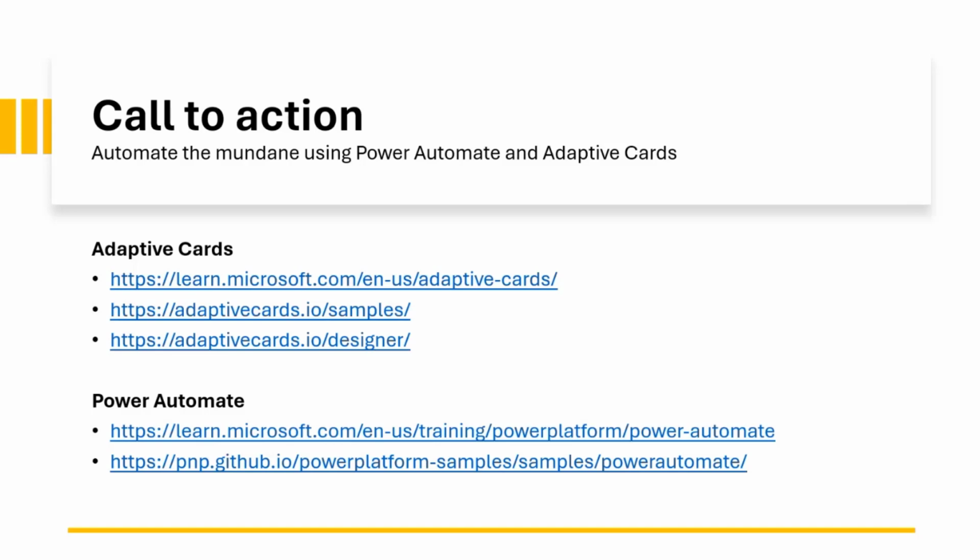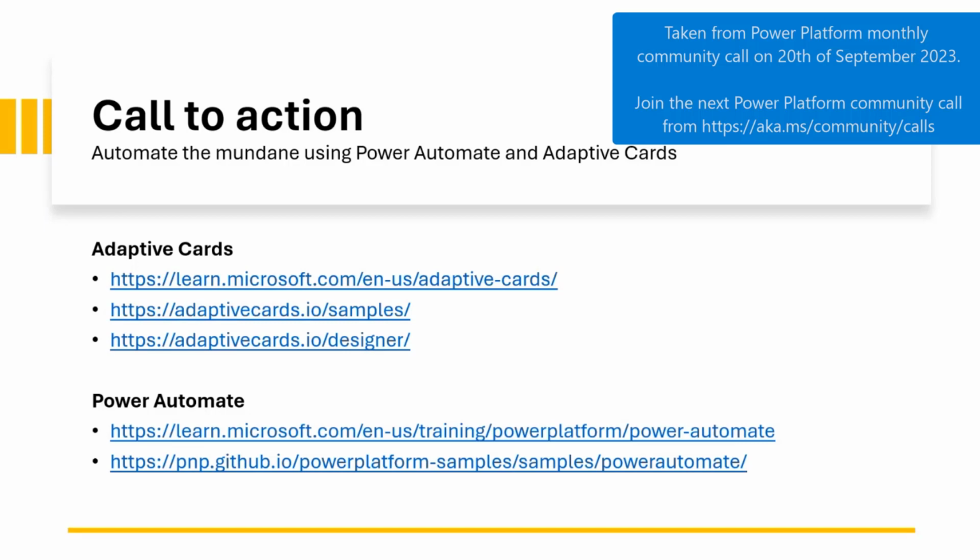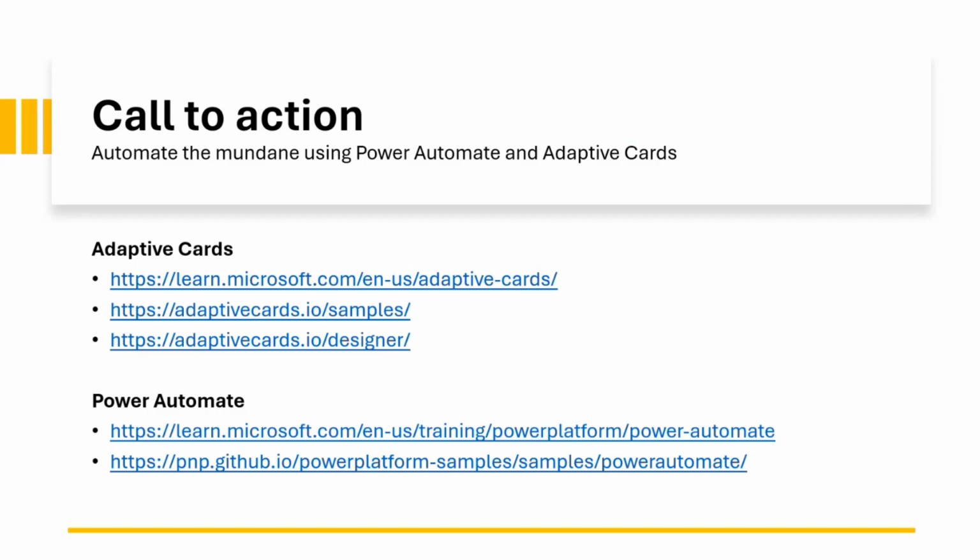We have things like learning about adaptive cards on the Learn site. We have samples that are amazing to use. The designer, which we looked at briefly, is really good. And it's never too late to learn more about Power Automate. And again, the samples. See what other people have done. Learn from others. More importantly, validate some of the work that you've done.